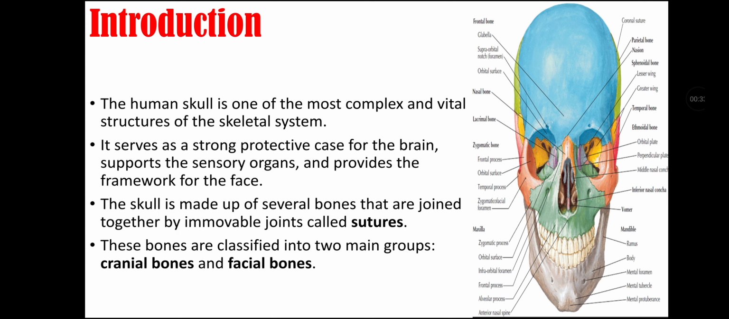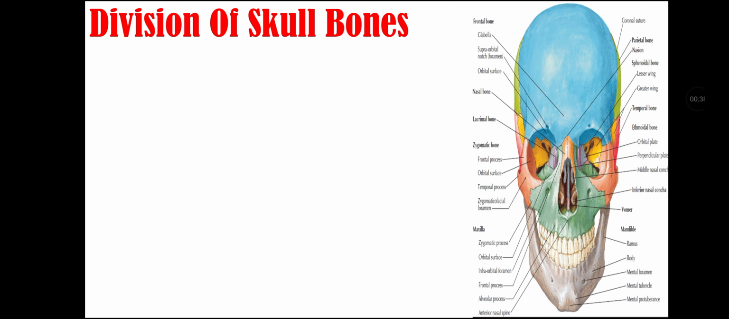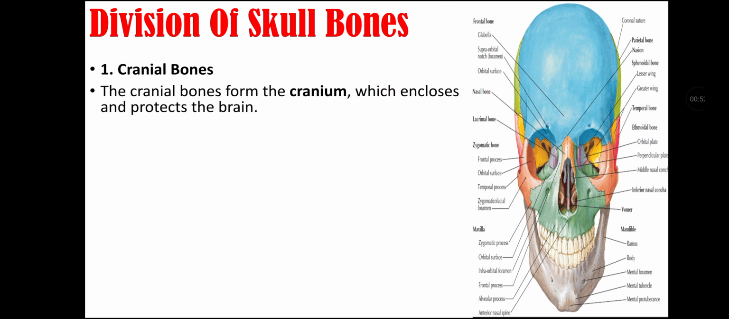These bones are classified into two main groups, cranial bones and facial bones. Division of skull bones. The first division of skull bones is cranial bones and the second is facial bones. Now let's talk about these bones one by one. First we will talk about cranial bones.